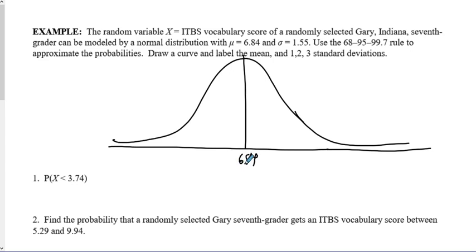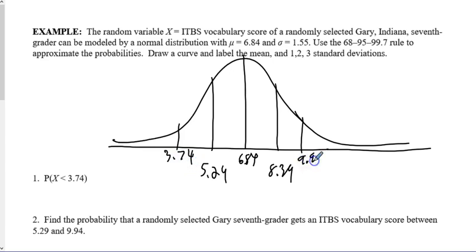Okay? And then we're going to draw in our plus and minus 1. And that's going to give us, we're going to subtract and add 1.55. So that is 5.29. And plus is going to be 8.39. Then we got our 2, 3.74, and 9.94. And then we're going to have our minus 3 and plus 3, which gives us 2.19 and 11.49.